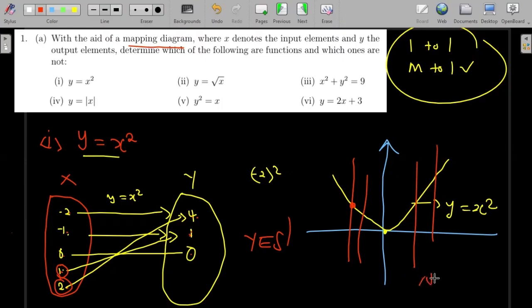So this will mean that yes, it's a function because why? It only touches this curve at one point like that. When you draw a vertical line anywhere here, this vertical line will just touch there. Any questions there, guys, before we move to 2?